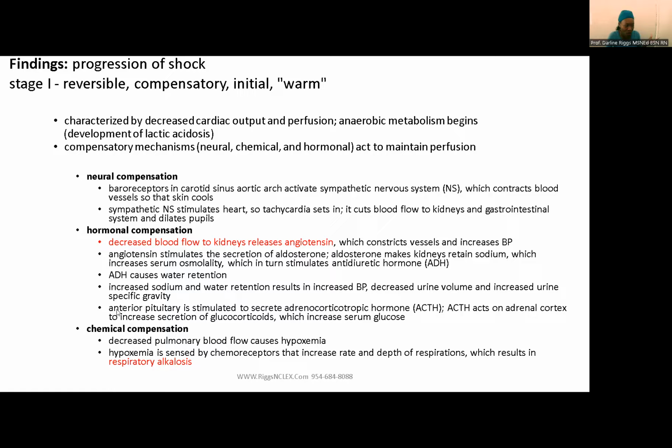So your hormonal part is the pituitary. This is covered beautifully in endocrine. So the anterior pituitary is stimulating and is going to secrete adrenocorticotropic hormone, your ACTH.